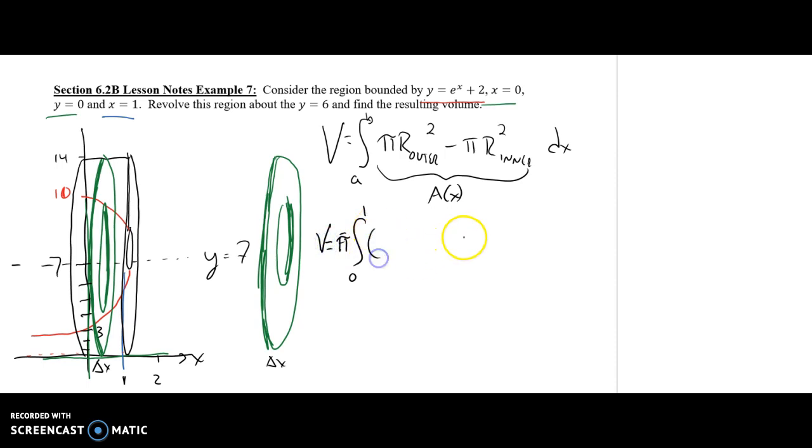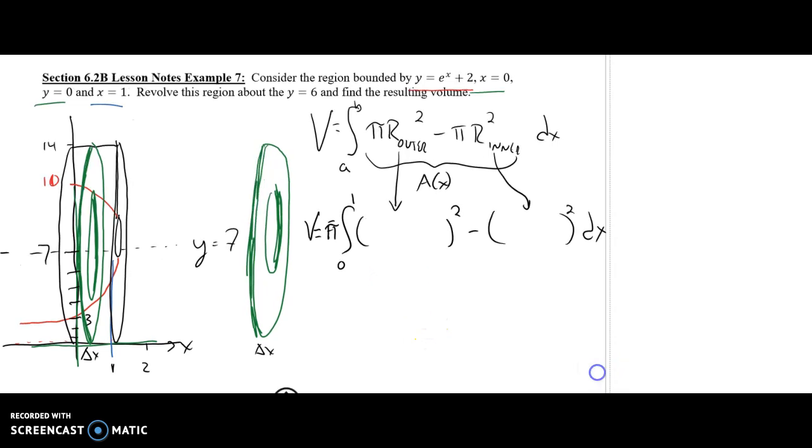So then I'm just going to have a radius squared, this being the outer radius, and then the inner radius is going to be squared right here. And it's going to be a dx. Now the tricky thing here is trying to figure out what those radii are.